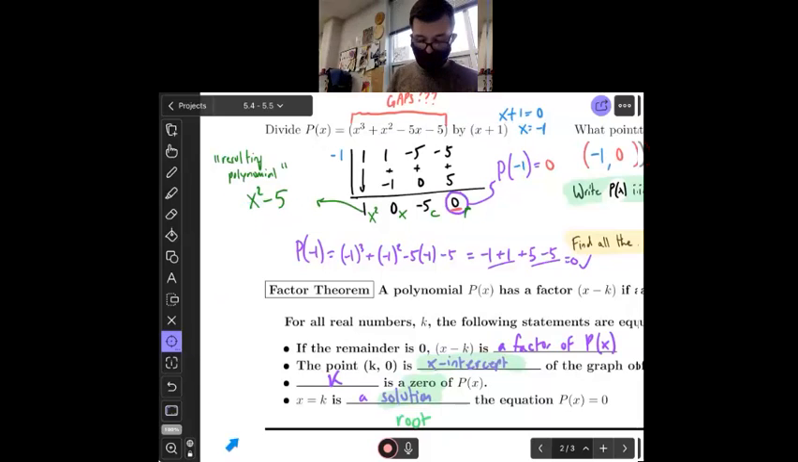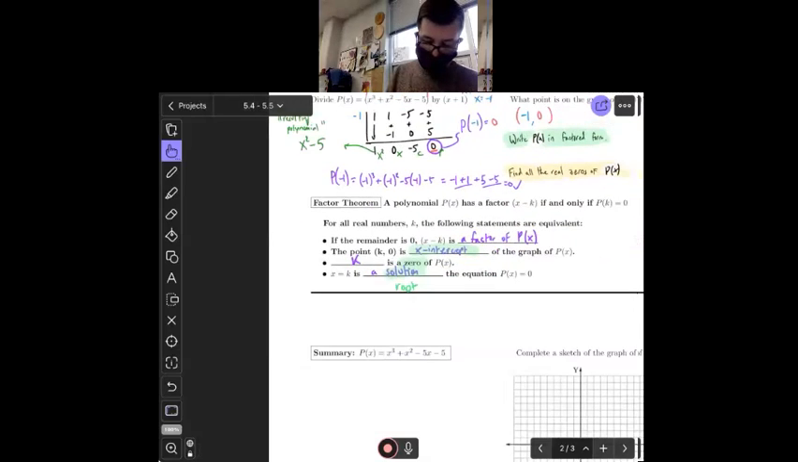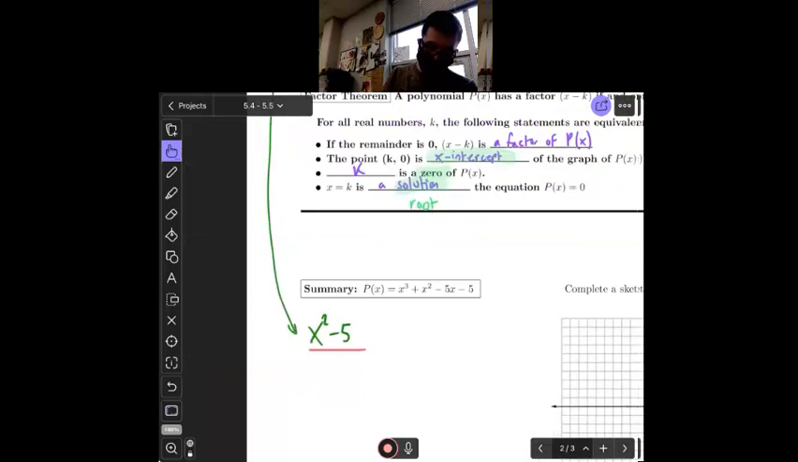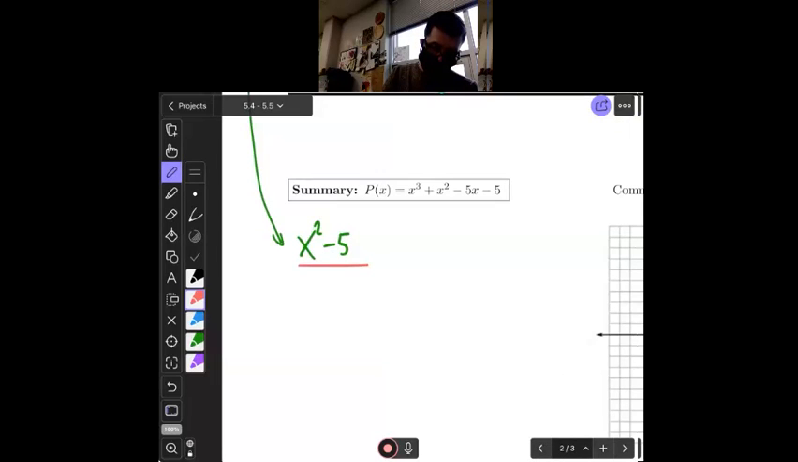So I'm going to bring that down here. In order to do this graph and think about these things that I asked you to do up here, I want to write p of x in factored form. I need to look at that resulting polynomial and ask myself a question. Can I factor this more? Can we factor that more?